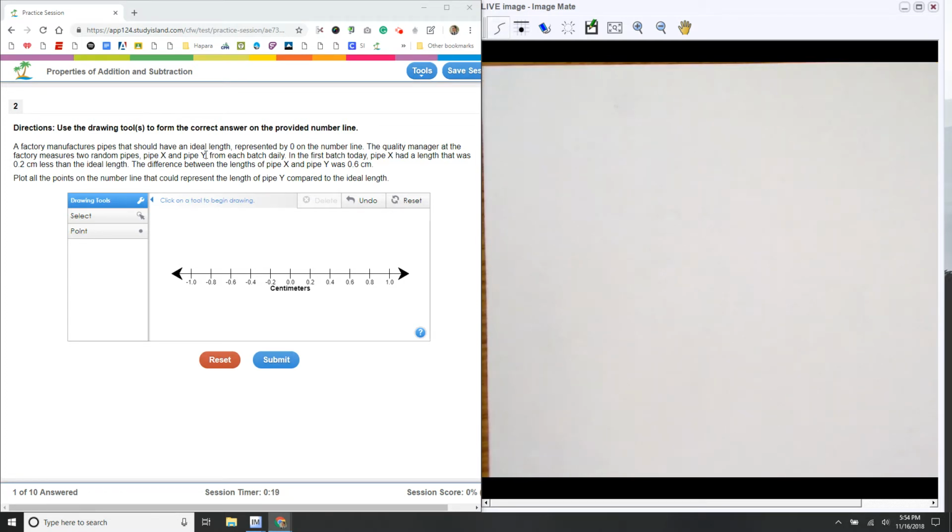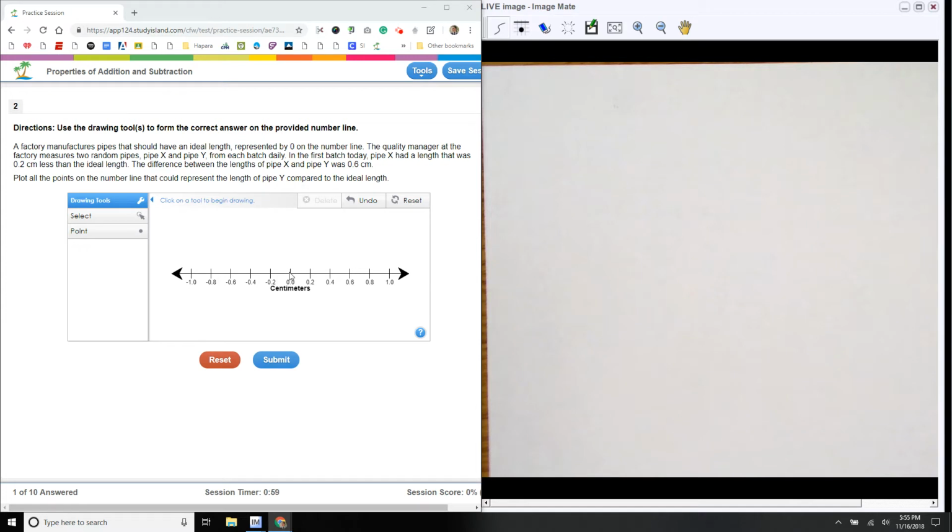So a factory manufactures pipes that should have an ideal length represented by 0 on the number line. The quality manager at the factory measures 2 random pipes, pipe X and pipe Y, from each batch daily. In the first batch today, pipe X had a length that was 0.2 centimeters less than the ideal length. And the difference between the length of pipe X and pipe Y was 0.6 centimeters. Plot all the points on the number line that could represent the length of pipe Y compared to the ideal length. So let's take this one step at a time.